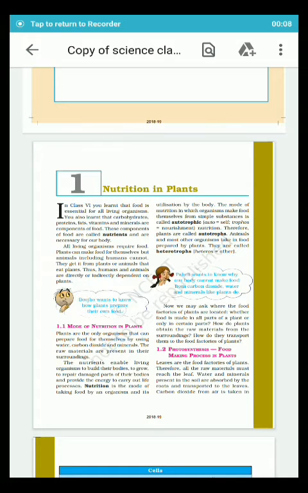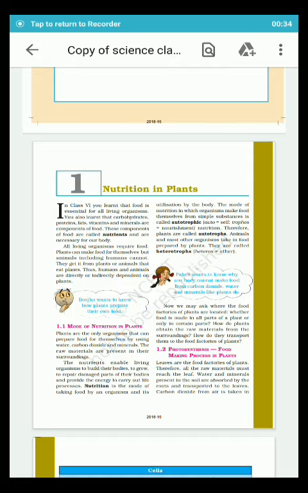Class 7th NCERT chapters, first let's start. First one is nutrition in plants. Last class we learnt about carbohydrates, proteins, fats, vitamins, minerals. Those are the components of food. These components of food are called nutrients and are necessary for our body.